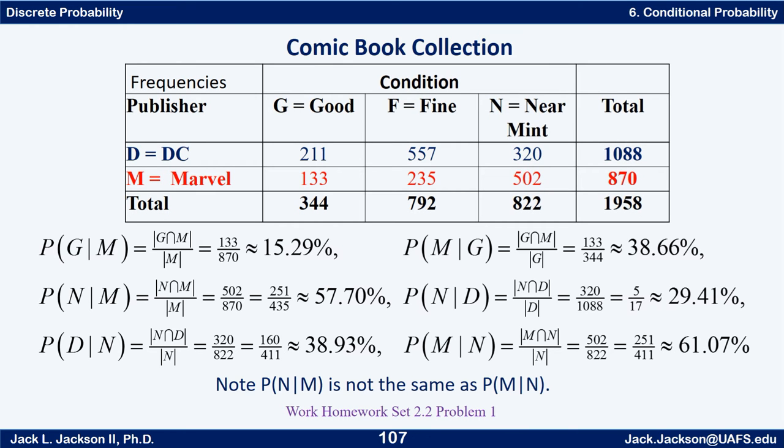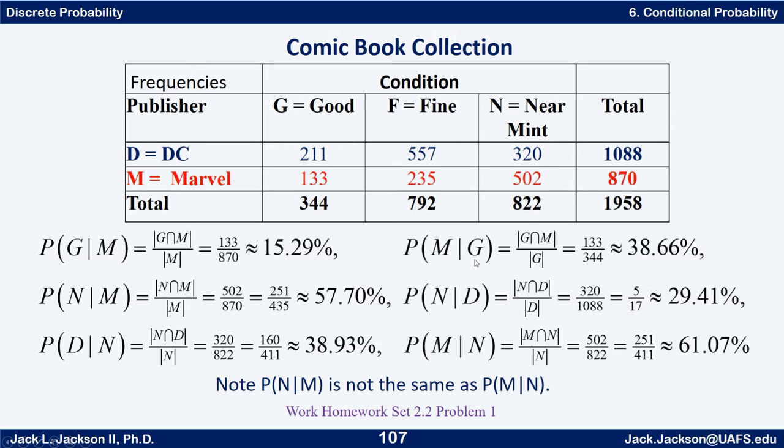All right, well, here we go. Here are the answers. Hopefully what you're doing checks out well with these. So the probability of good given Marvel, we're dividing by Marvel. We know Marvel happened, so we're down to the Marvel row, the red row here. There are 870 total to choose from, and of those we're choosing the ones in good condition, so the ones that are good and Marvel, which would be the 133. So that exact probability is 133 over 870, which as a decimal approximation is about 15.29%.